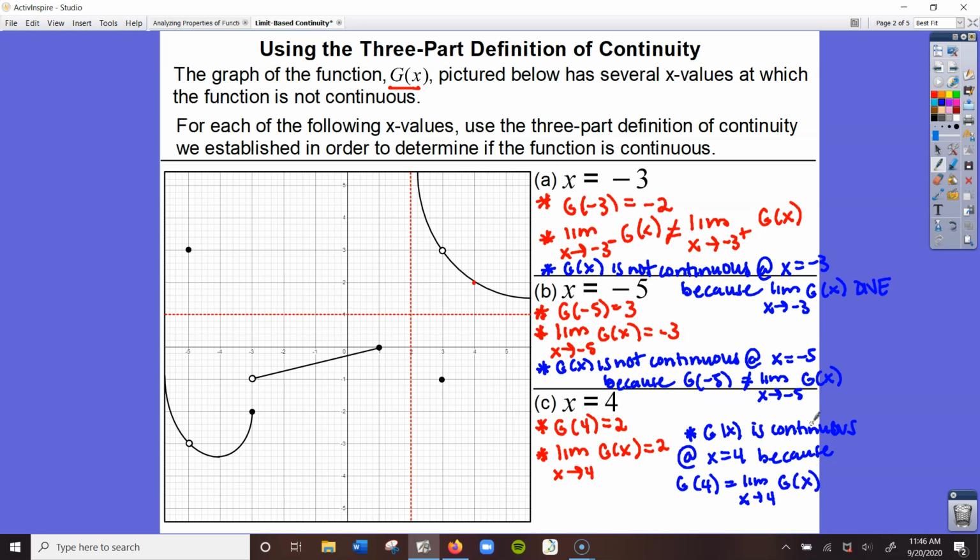And this is how you prove whether your function is continuous or not continuous. You still have to show all of the work that goes before it. So it's always the same thing. You're finding your function value, you're finding the limit value, and then you are comparing whether the function value and the limit value are the same.